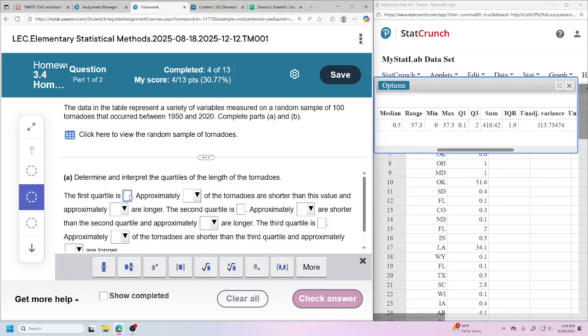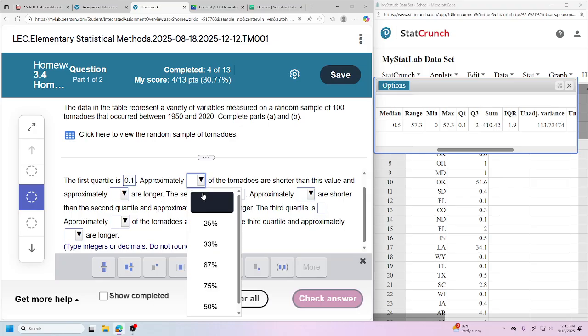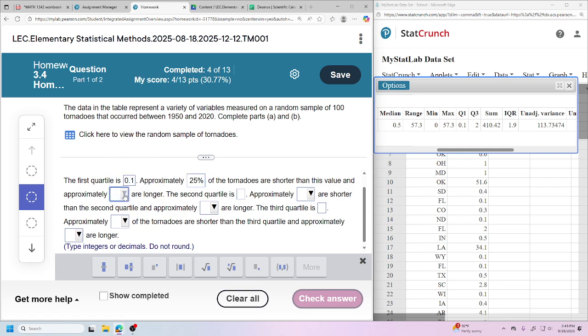So first quartile, 0.1. So approximately, and if again, first quartile means how much percentage? 25, 1/4. You got it. And it's shorter than this value. Okay, so yeah, the opposite, 75. That's what they're trying to say. Yeah, 25, 75.